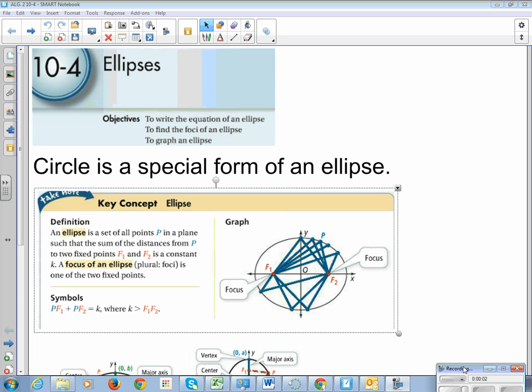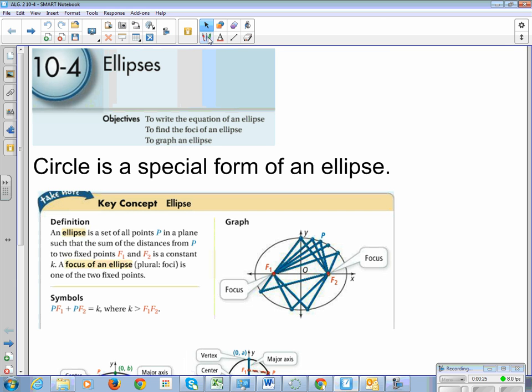All right, so this is chapter 10, section 4. It's called Ellipses. We've got 3 learning objectives today: to write the equation of an ellipse, to find the foci of an ellipse, and to graph an ellipse. Easy peasy. Once we have our little components together, all 3 of those are really manageable.